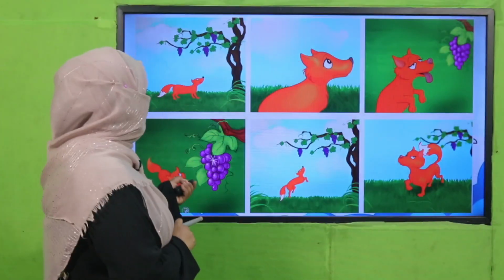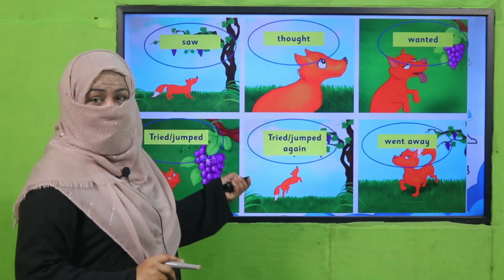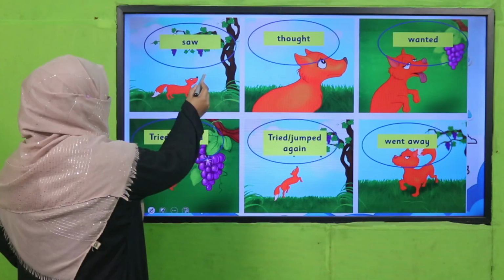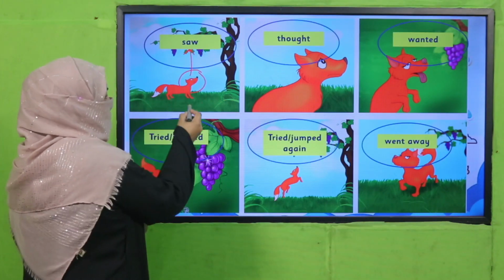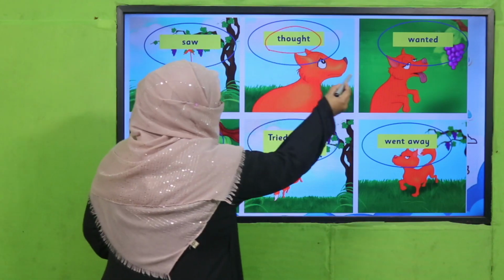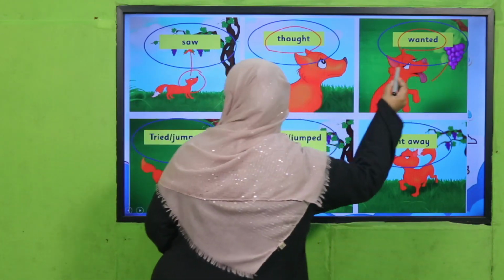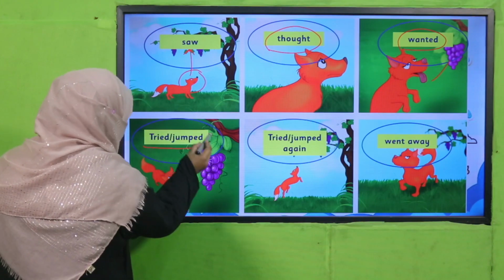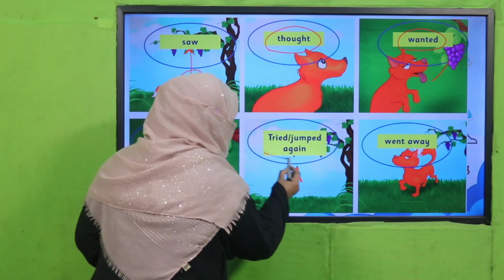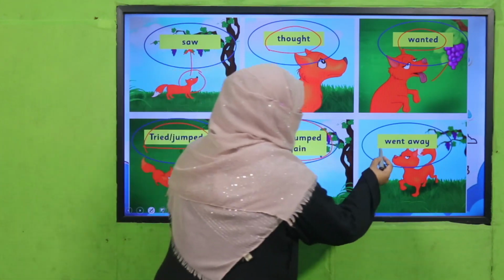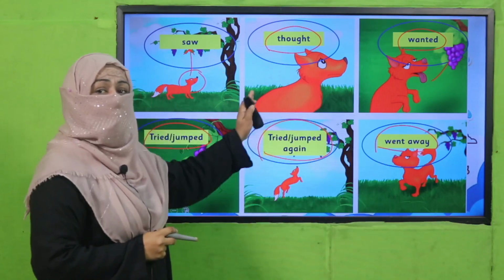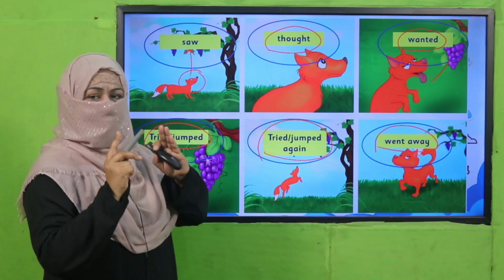Yes, my dear students, I hope in every picture you could find the action. The fox saw, thought, wanted to get the grapes. He tried, jumped, jumped again, tried again, and then he went away. You see, in every picture there is an action.